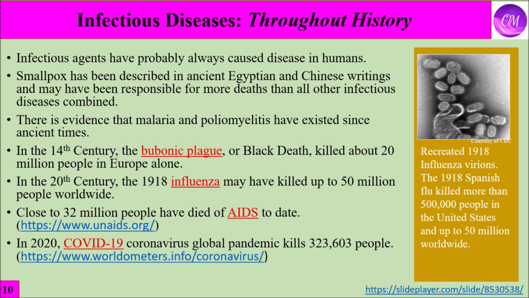In the 14th century, the bubonic plague or Black Death killed about 20 million people in Europe alone. In the 20th century, the 1918 influenza may have killed up to 50 million people worldwide. Close to 32 million people have died of AIDS to date. So in our days, in 2020, the COVID-19 new coronavirus global pandemic kills people.